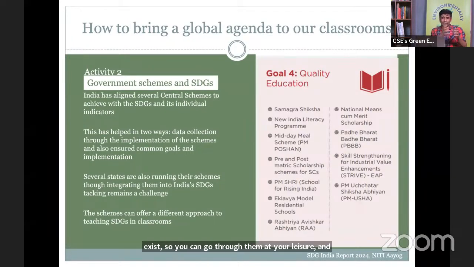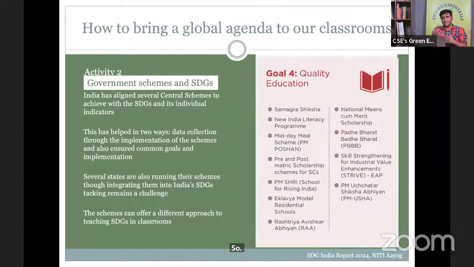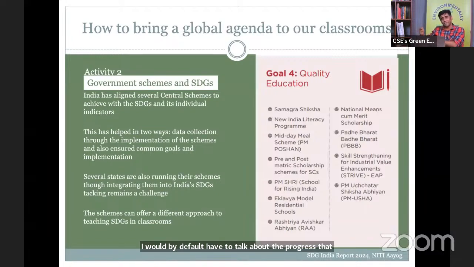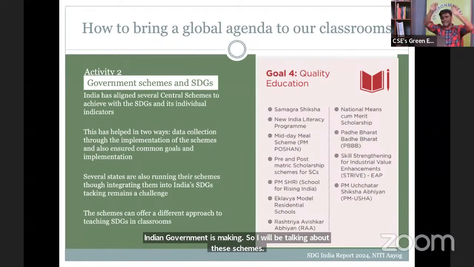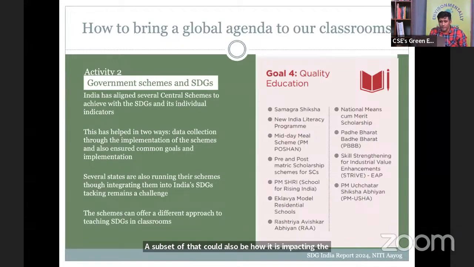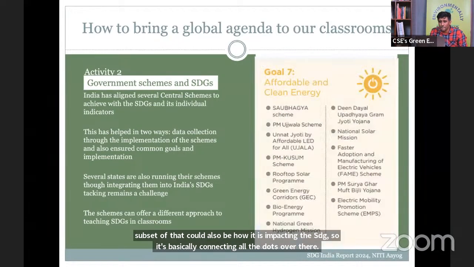So that will give you an idea of, in my head, this makes sense. I have done political science in my graduation. So if I am a political science lecturer or a teacher, I would by default have to talk about the progress that the Indian government is making. So I will be talking about these schemes. A subset of that could also be how it is impacting the SDGs. So it's basically connecting all the dots over there. So this is another activity that we can look at.